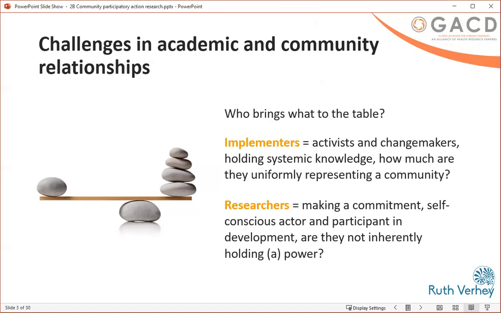The researchers on their side make a commitment to doing the research. They are supposed to be self-conscious actors and participants in the development. And can they understand that they are inherently holding power, whether that's money or knowledge in the form of education, being different, coming from outside?